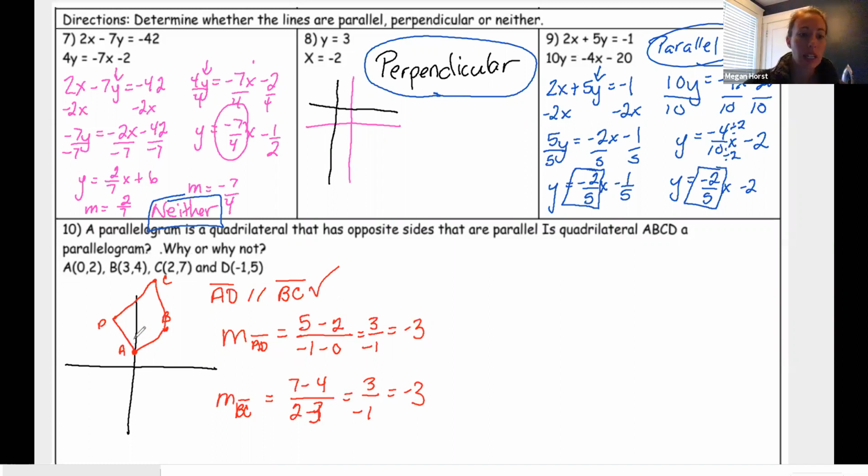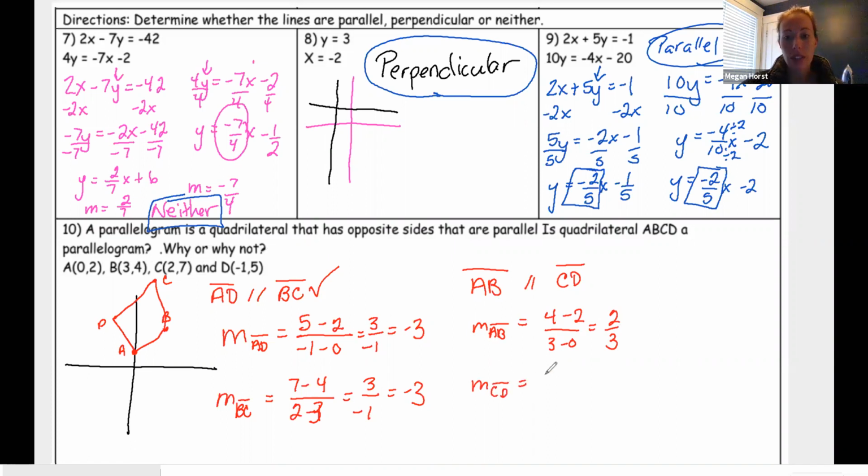So now I want to check and see if AB is parallel to CD. So now I'm going to go ahead and find the slope of AB. So I'm going to do 4 subtract 2 over 3 subtract 0, and I get 2 over 3. And then I'm going to find the slope of CD. So I'm going to do 5 subtract 7 over negative 1 subtract 2. That gives me a negative 2 over negative 3.